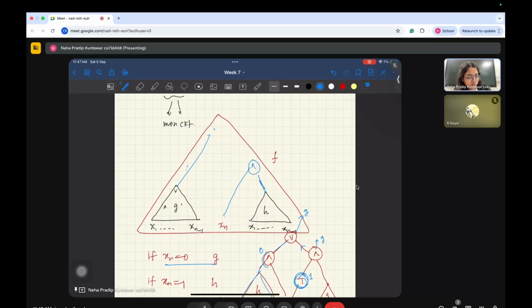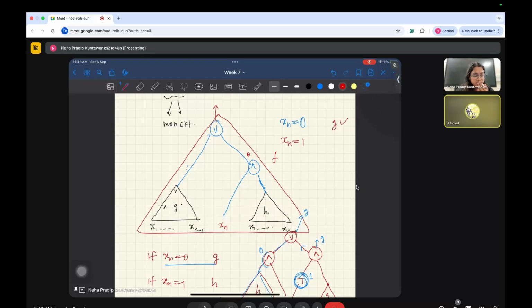Now let's just blindly output an OR of this. So what will happen when xn is equal to 0? This becomes a 0, and therefore what is being computed is the same as g. So this part is correct. And what if xn is equal to 1? Then I want to output h, and I want to keep this g hidden. So if xn is equal to 1, then I want to output h.